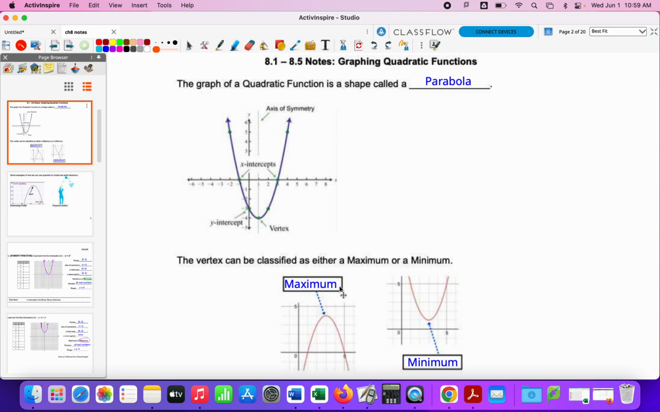Now, my students sometimes mix these up because they're looking at the graph, like this graph keeps going down, so you think it has a minimum, or this graph keeps going up, so it has a maximum, but that's not how it works. What we're talking about is the actual vertex itself. This is the highest point we reach, so the vertex is a maximum. This is the lowest point you reach, so it's a minimum.